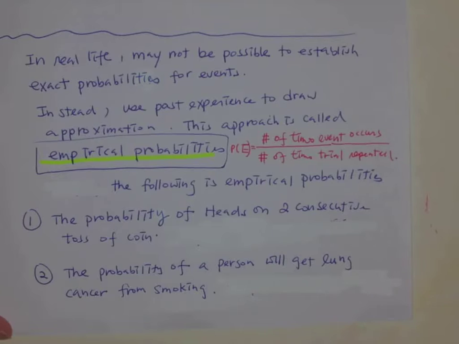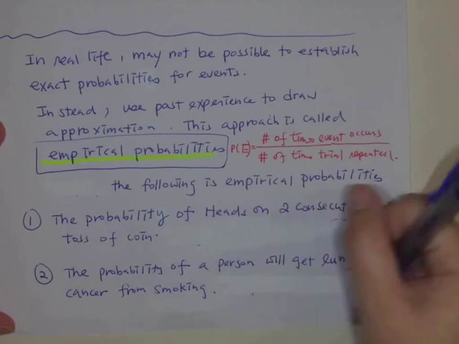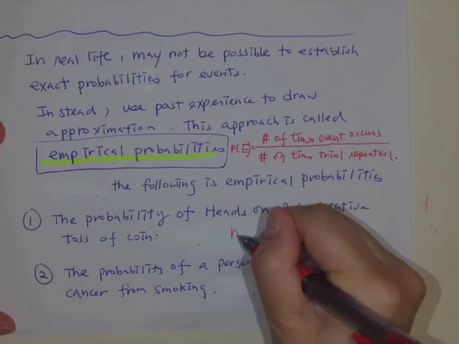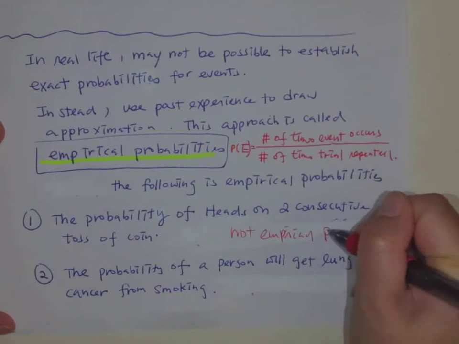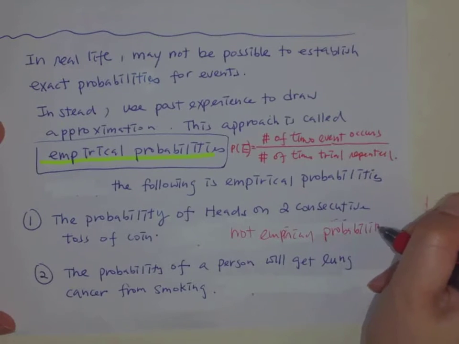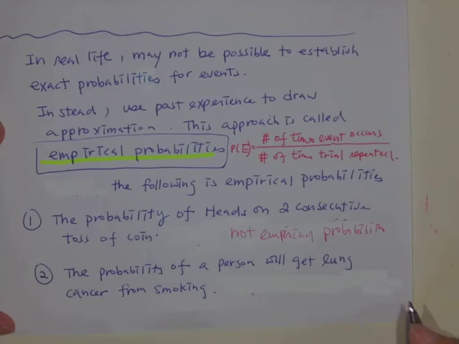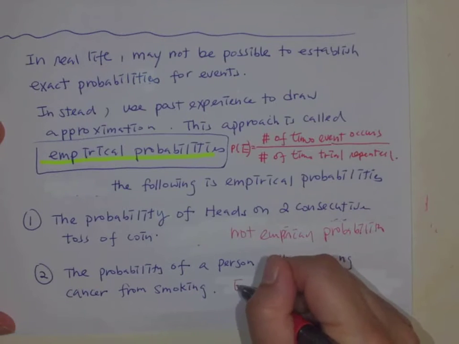So for the following, you want to decide whether they are empirical probabilities or not. So the first one says the probability of heads if 2 consecutive coin tosses occurred. So you can actually toss those coins. So this is not an empirical probability. So the next one says the probability of a person getting lung cancer from smoking. So this one is not something I can set up, so it would be based on past data. So this one, yes, it's empirical probability.